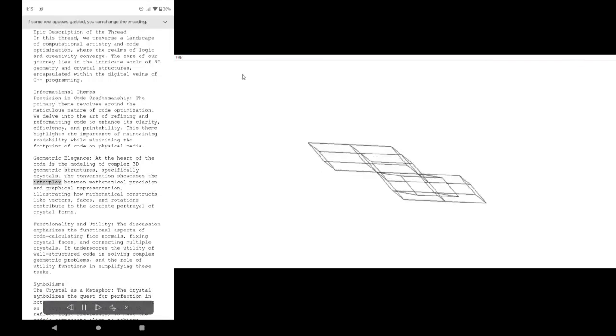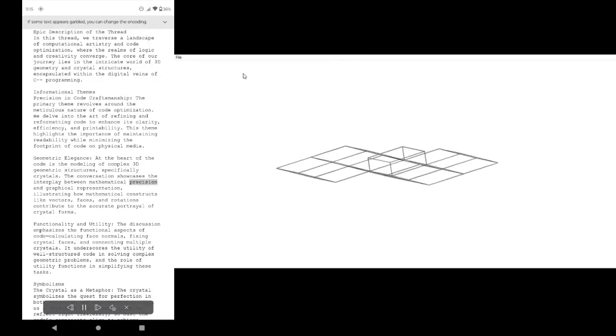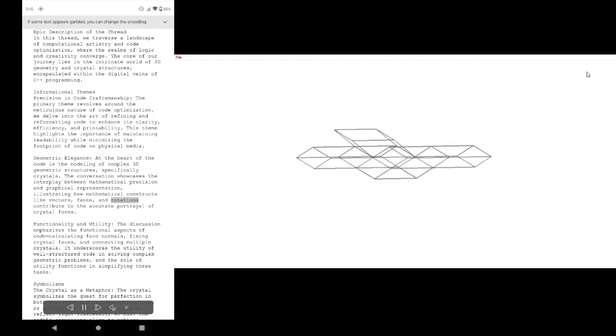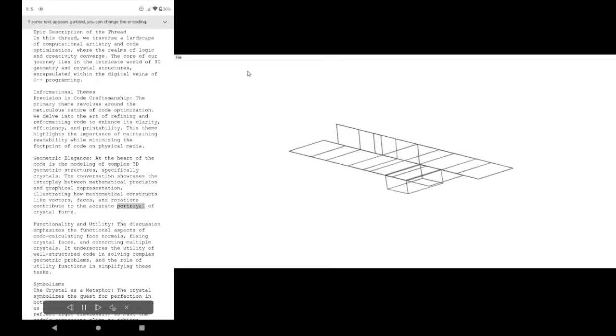Geometric elegance. At the heart of the code is the modeling of complex 3D geometric structures, specifically crystals. The conversation showcases the interplay between mathematical precision and graphical representation, illustrating how mathematical constructs like vectors, faces, and rotations contribute to the accurate portrayal of crystal forms.